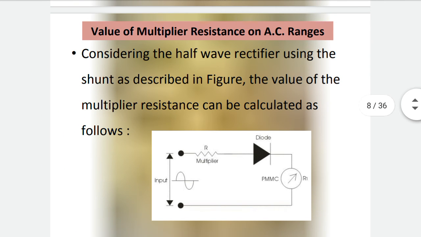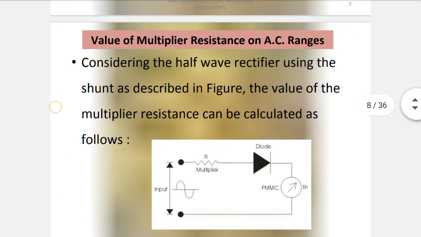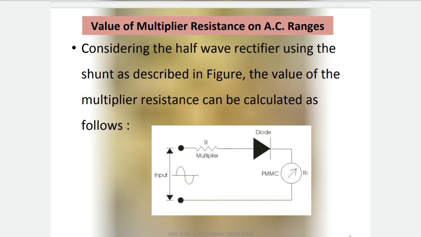Considering now the value of the multiplier resistance on AC ranges, the multiplier resistance is nothing but R1 or RS. We can now calculate the value of the multiplier resistance for the half wave rectifier. Considering the half wave rectifier circuit, we use only one diode, which is connected in series with a multiplier resistance, and there is a shunt, as described in the figure.